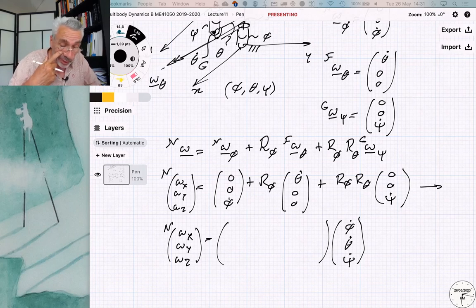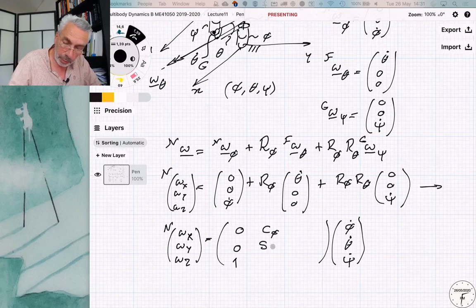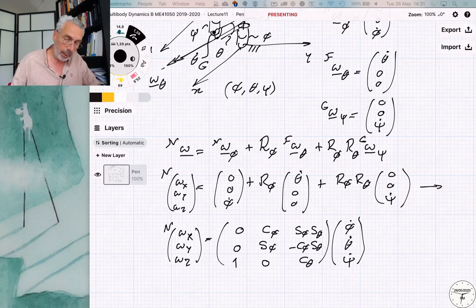I have to fill in the numbers, right? Well, the numbers are super simple. In this case, 0, 0, 1, because omega z is just this one guy. And then, of course, we get other contributions from the other parts, and it turns out to be cosine phi, I just have to copy this, sine phi and a 0. And then here we get sine phi sine theta, minus cosine phi sine theta, and then cosine theta. And I'm going to write a big sentence here, not a vector.